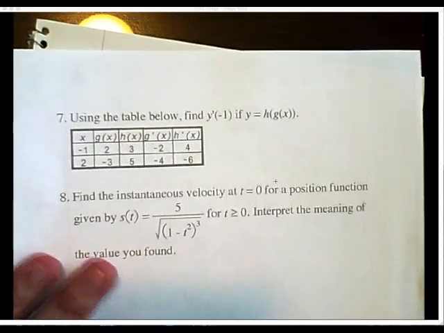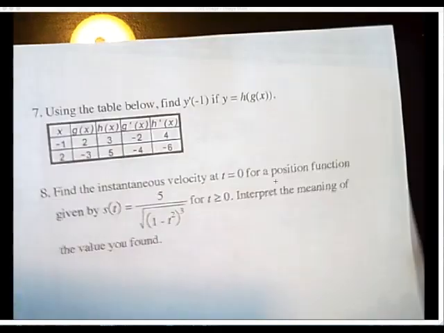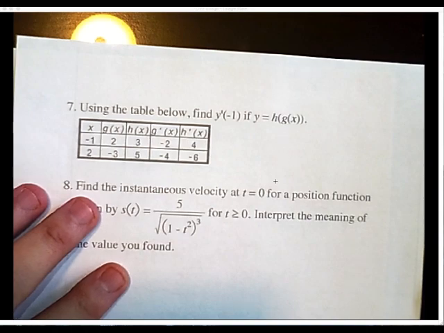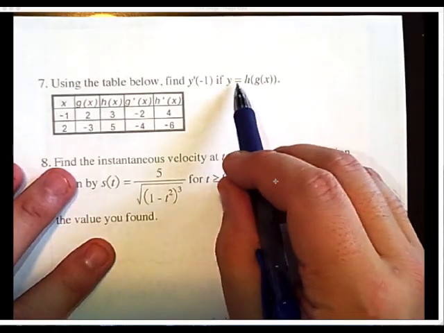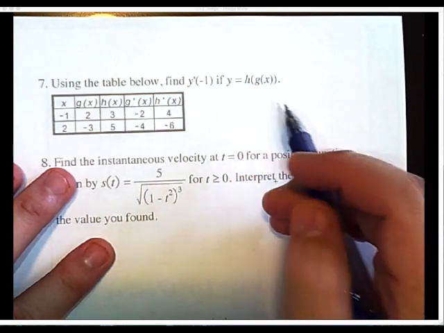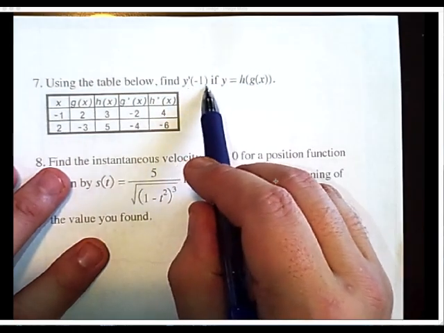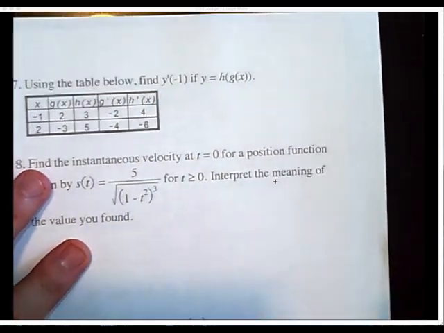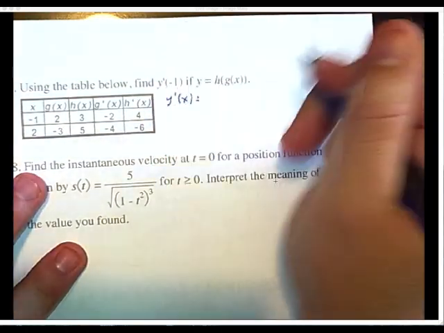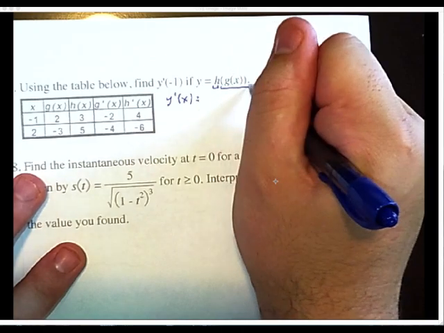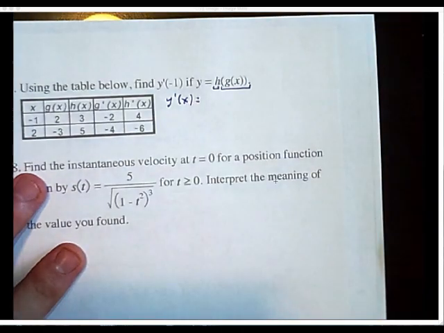All right. Number 7. Almost done, guys. It says, using the table below, find y prime of -1 if y equals h of g of x. So before I can find y prime at -1, I need to find y prime for all of x. So to find y prime for all of x, I have to use the chain rule. That's the outside, that's the inside. Remember, this is a composition, not a product.